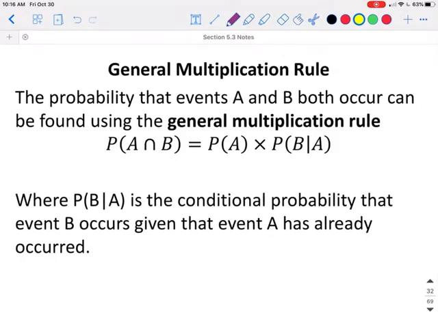Our general multiplication rule says that the probability that events A and B both occur can be found by using the general multiplication rule, which says the probability of A and B is equal to the probability of event A times the probability of event B given that A has already happened. Now, if these two events are independent, remember the probability of event B given A is just the probability of event B, such as when you're flipping coins.